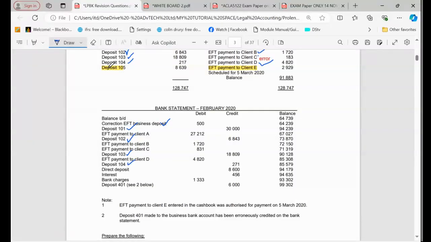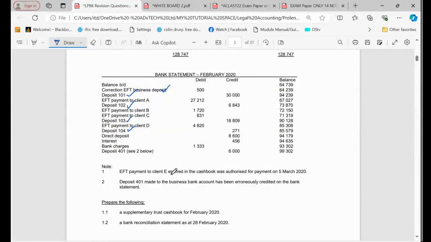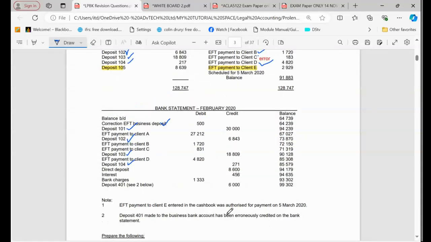Yes, for the outstanding, only these ones which are highlighted. Can you see now? Because the rest they did give us additional information. They say EFT entered in the cash book was authorized for payment on the 5th of March. So they say it was authorized on the 5th of March. So in other words, which is the upcoming month. Remember, we're still in Feb. For now, it is still outstanding. That's why. Can you see that?